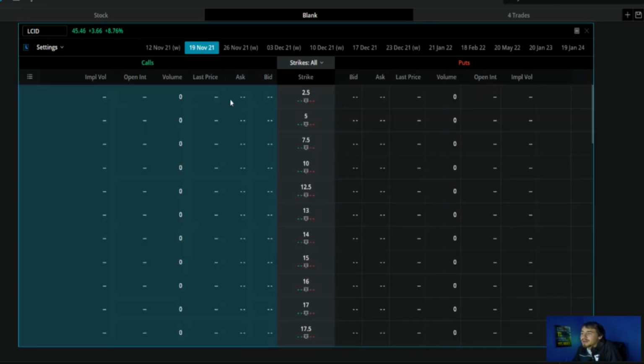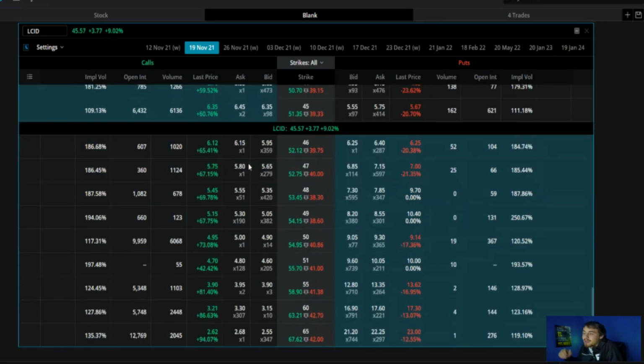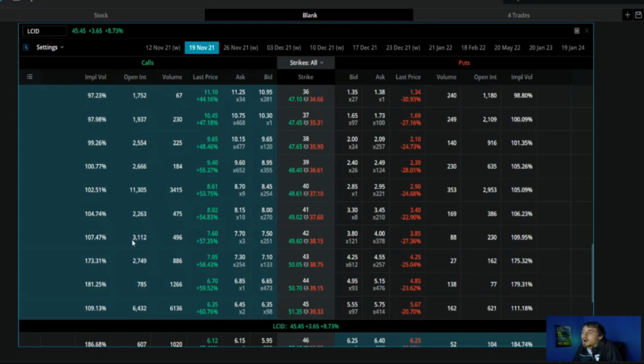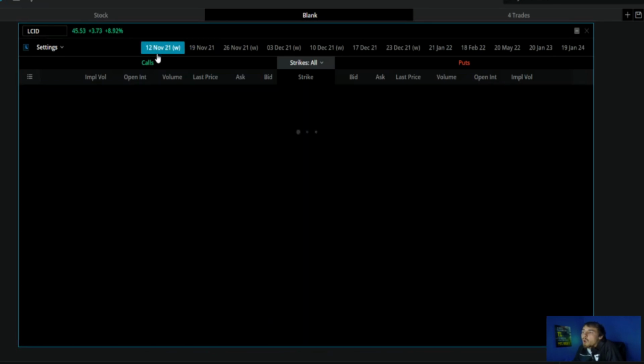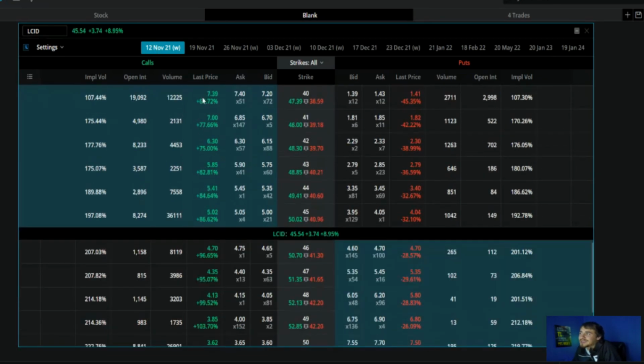Also, November 19th is another interesting day because we're getting close to that, and the gamma is definitely starting to work its way up. You're seeing a substantial amount of contracts that are pretty deep in the money at this current moment. So even if Lucid Motors just holds up here, we could see a lot of hedging going on from the hedge funds and institutions, exactly like we are seeing today.